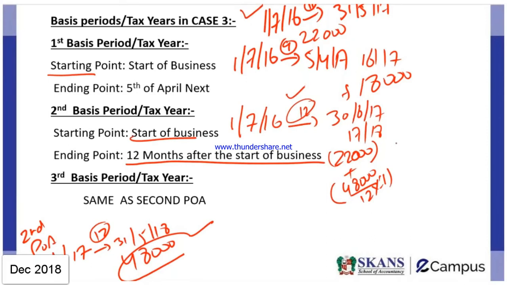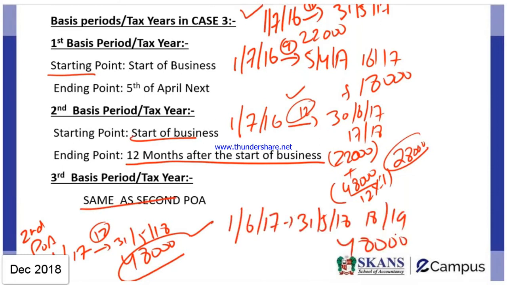So now what is the total amount of assessable profit of this basis period in the tax year 17-18? 28,000. 22,000 plus 6,000. So the 28,000 profit is assessed in the tax year 17-18 when I apply the rule and find out the second basis period. As far as the third basis period is concerned, it is the same as the second period of account. So please remember that in case 3, the second basis period time apportionment is very important. You have to take full months of the first period of account and then the remaining to complete the 12 months from the second period of account.